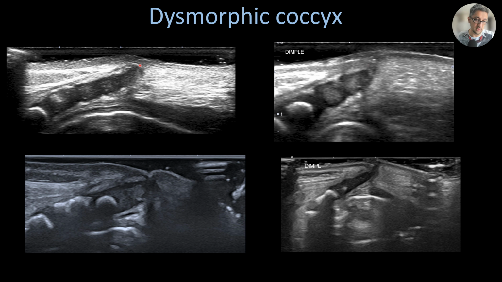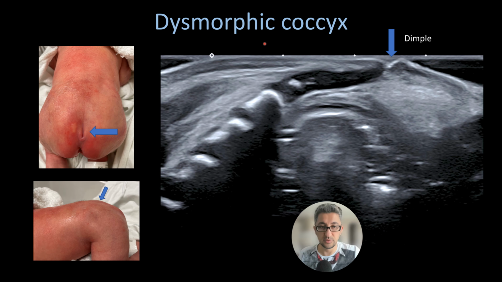there is usually an associated dimple. And because the coccyx is a hard structure, it can be palpated under the dimple and may be misinterpreted as a spinal dysraphism. I like the term of dysmorphic coccyx to describe this entity. Here is another example of a dysmorphic coccyx with an atypical dimple because it's large, and on the ultrasound the coccyx, cartilaginous coccyx, is extending to the skin surface where there is dimple, and this was palpated as a hard lump by the physician.